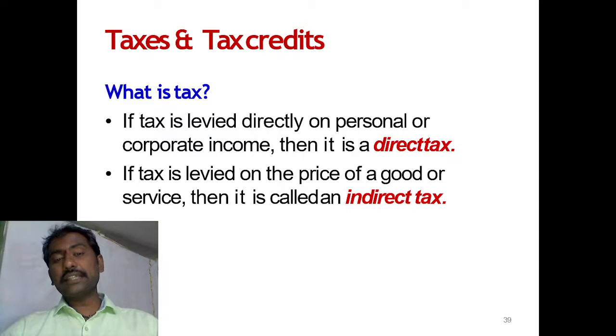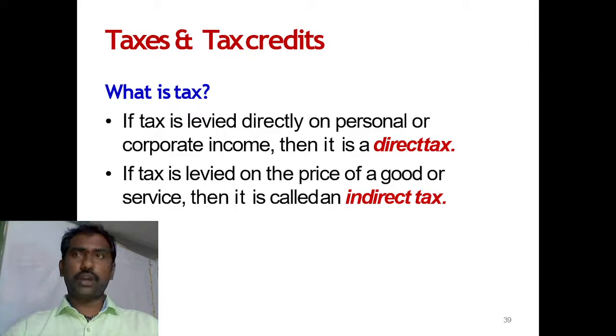And if tax is levied on the price of a good or service, then it is called an indirect tax. Suppose you buy a Marigold biscuit packet. All the taxes are included in that packet, and we pay a little amount for the tax also. You are not paying that tax directly. We just bought that biscuit or equipment, but the equipment itself carries some tax. That is called indirect tax.